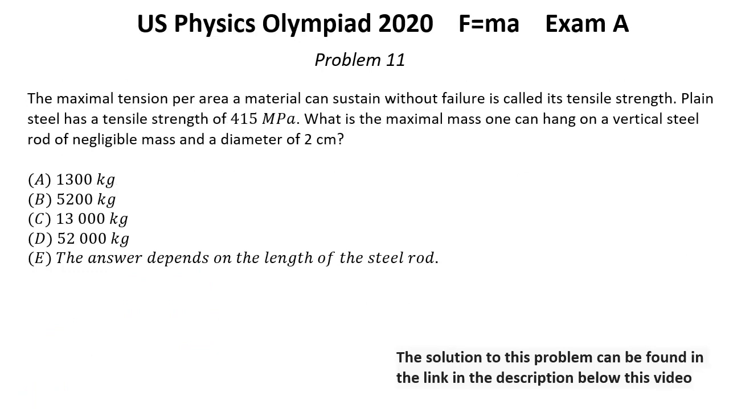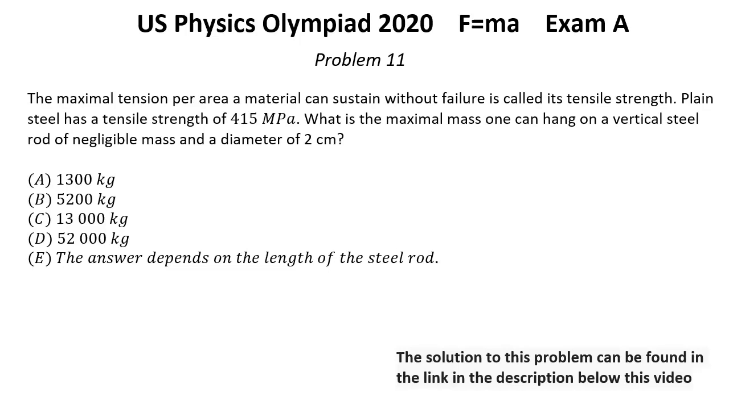Problem number 11. The maximum tension per area a material can sustain without failure is called its tensile strength. Plain steel has a tensile strength of 415 megapascal. What is the maximum mass one can hang on a vertical steel rod of negligible mass and a diameter of 2 centimeters? Solution for problem number 11.